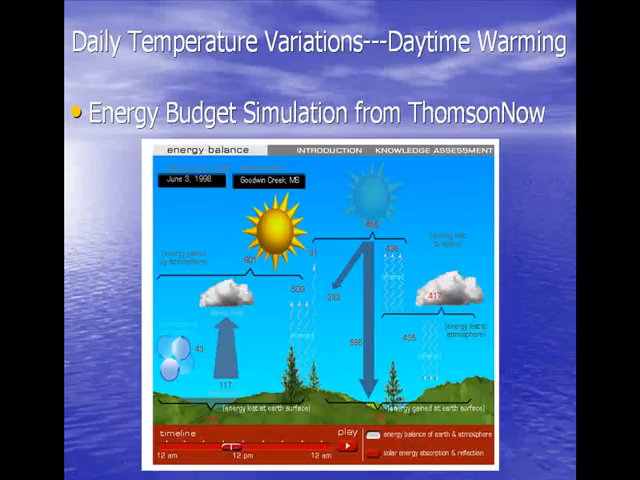You should probably spend a few minutes at this point to go to the Thomson Now site and work with the energy budget simulation that they have. Just to remind you, if you haven't used this particular simulation, you can choose by location. This particular location is in Mississippi, the time of year, in other words, season, and then you can play a 24-hour period down here to see the effects of the Earth, atmosphere, and incoming solar radiation budget. And I would encourage you to spend a few minutes looking at that.